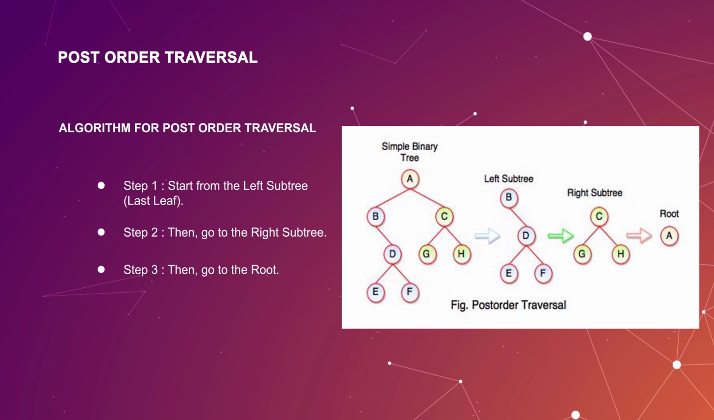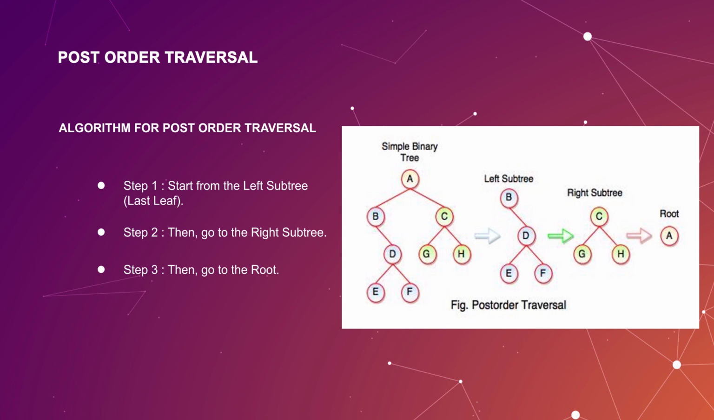Again we shift to F and again we cross check whether F has a child or not. F does not produce any child, it is a leaf node, so we write F. Then we shift to the root node. After covering E and F, we shift to D, and D we write, then B. So the sequence of the left subtree is E, F, D and B.